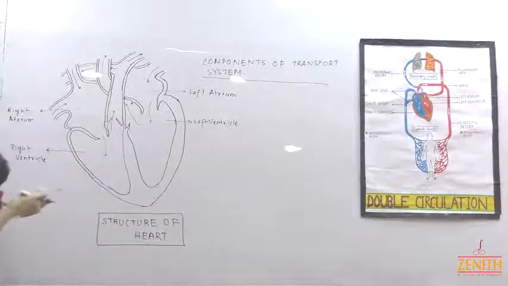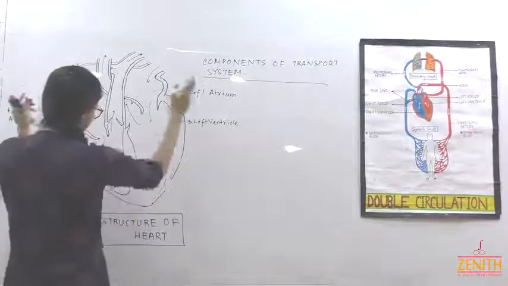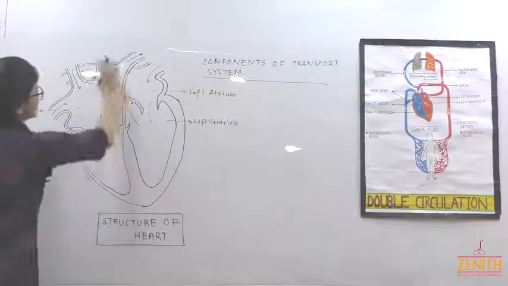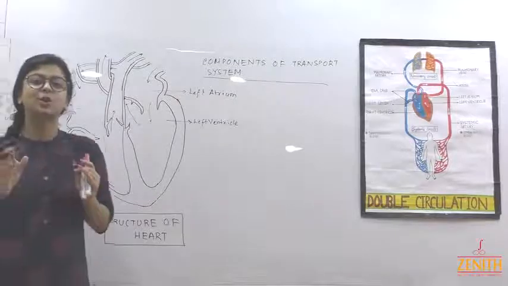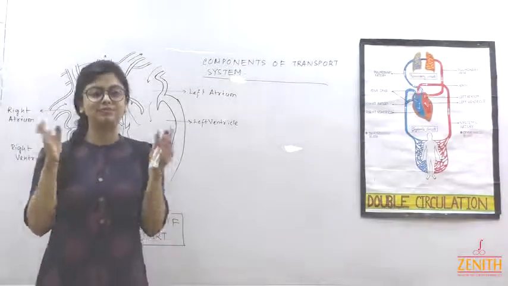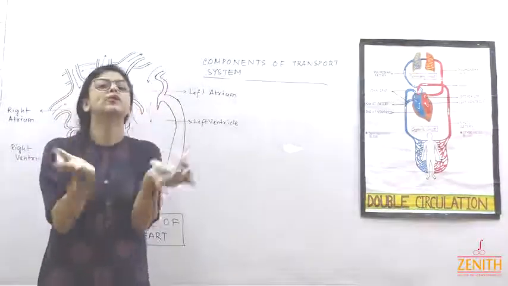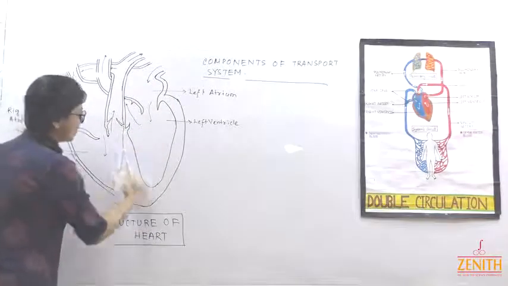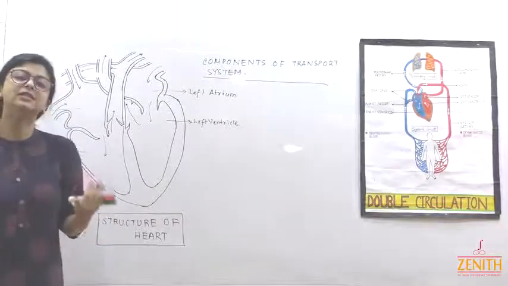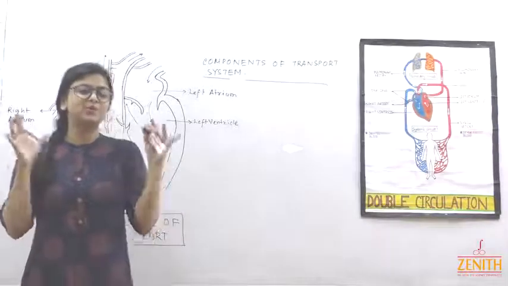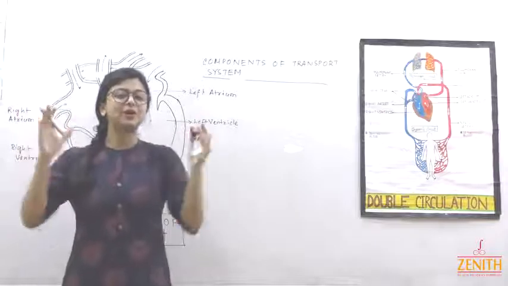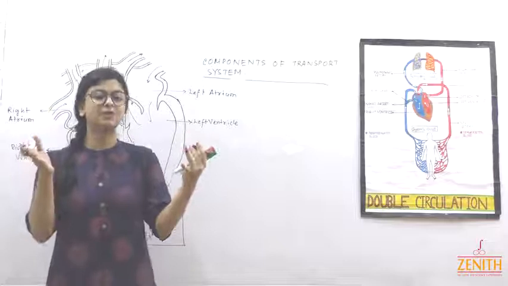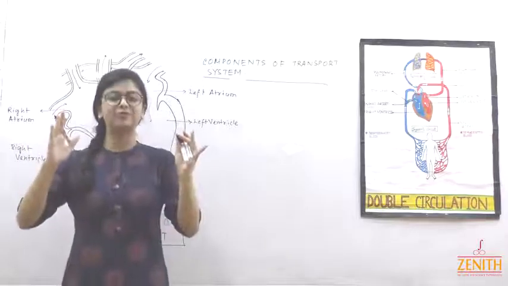Okay. So, let me discuss. This is the heart. In between the atria, there is a septum present. That is called the interatrial septum. That means it is present between the 2 atria. Similarly, the 2 ventricles are also separated by a septum, which is called the interventricular septum. So it keeps the 4 chambers, the left and right chambers of our heart, separated from each other.